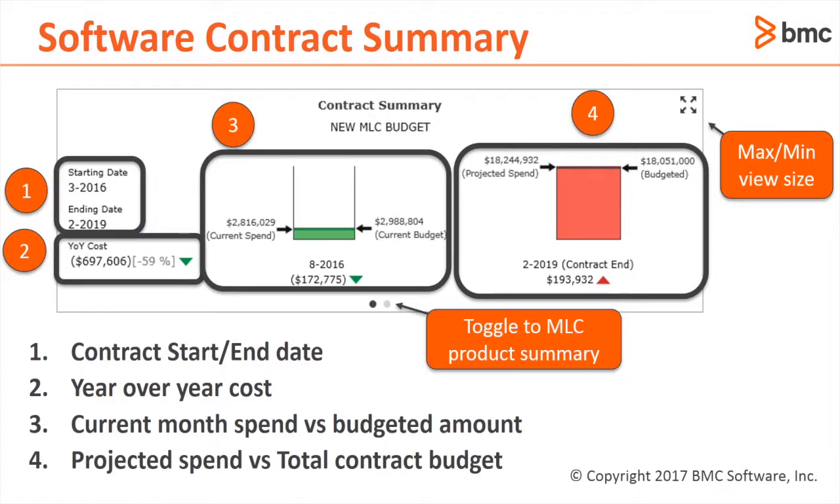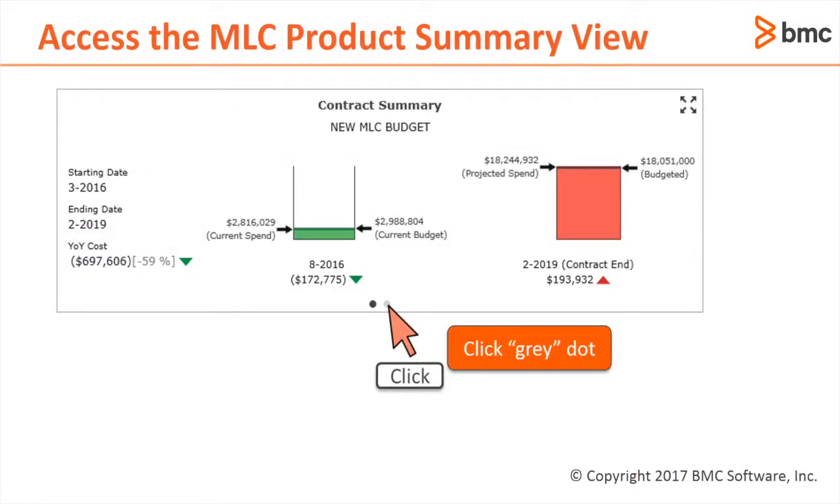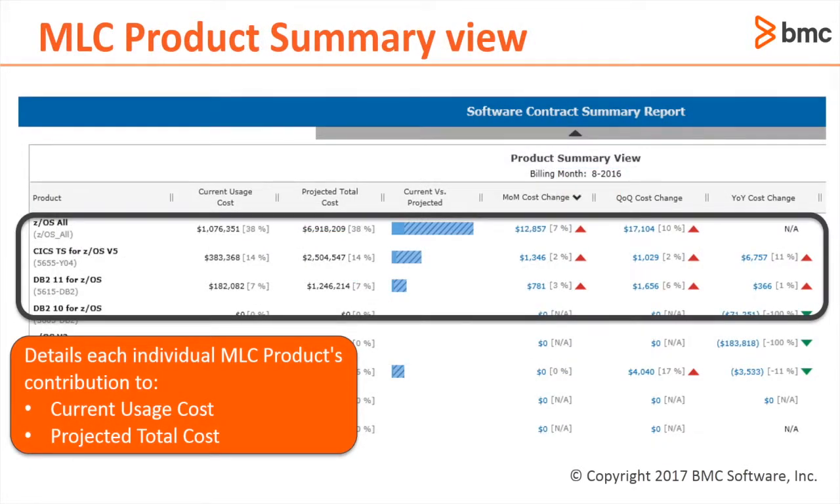The toggle dots at the bottom of the quadrant provide the ability to toggle between the MLC summary view, where you can view a breakdown of the individual MLC products as well as their contributions to the current usage and projected costs. To access the MLC product summary view from the MLC contract summary view, click the grayed out toggle dot. The MLC product summary view shows a breakdown of the cost for every MLC product in the contract. The view details each individual MLC product's contribution to the current usage cost and the projected total cost.